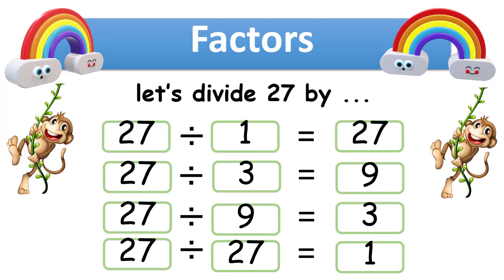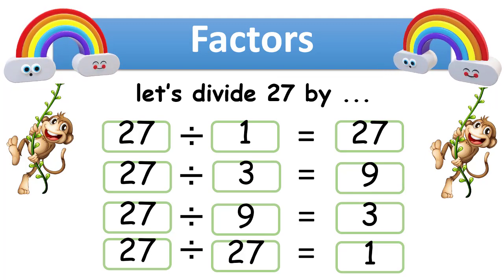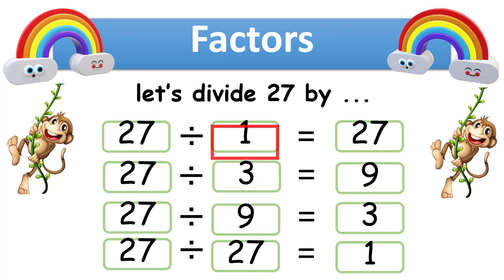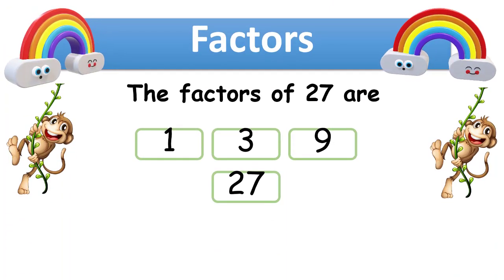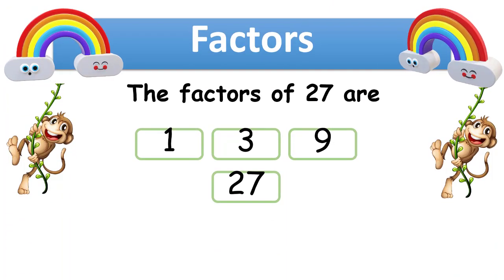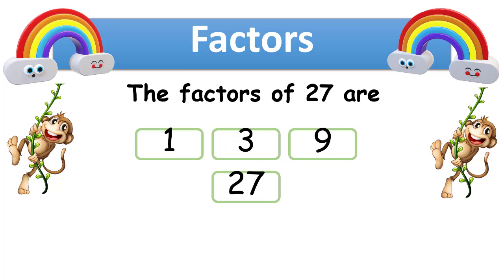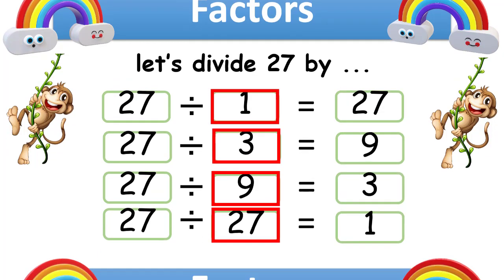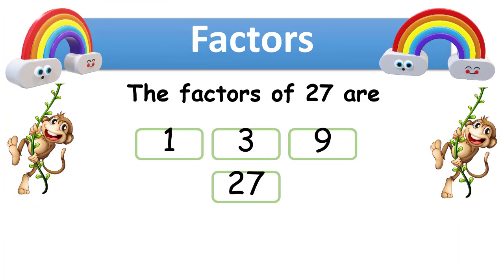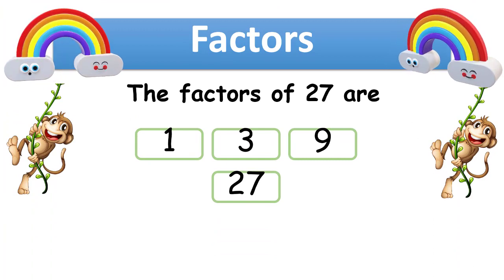Now let's divide 27 by the following numbers. 27 divided by 1. 27 divided by 3. 27 divided by 9. 27 divided by 27. So the factors of 27 are 1, 3, 9, and 27. Let's go back a little bit. Again, the factors of 27 are 1, 3, 9, and 27.